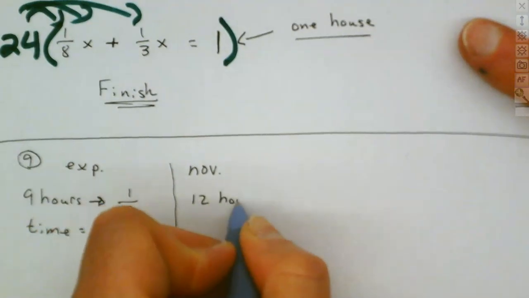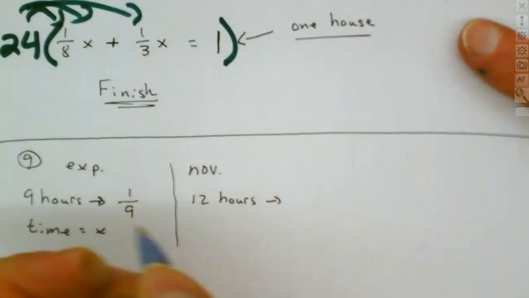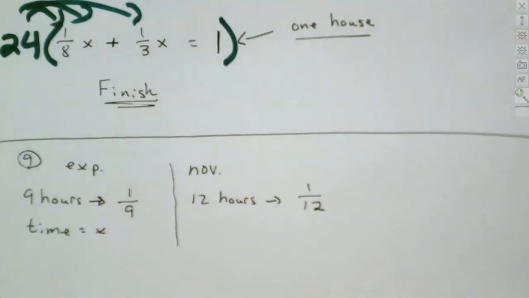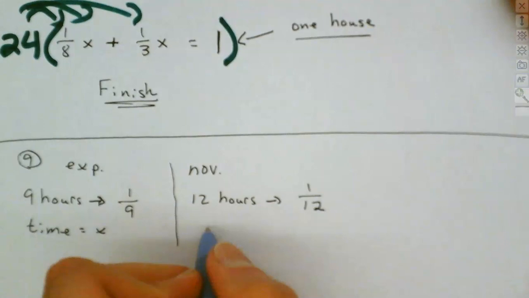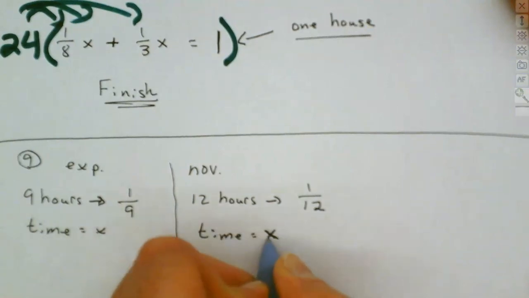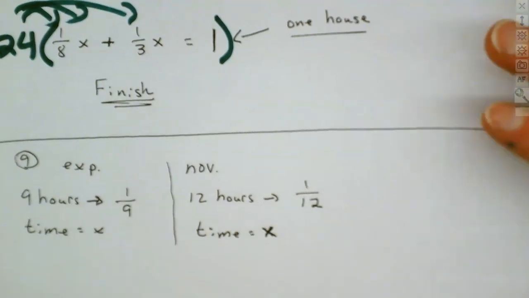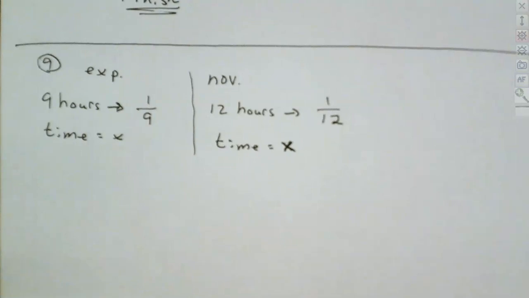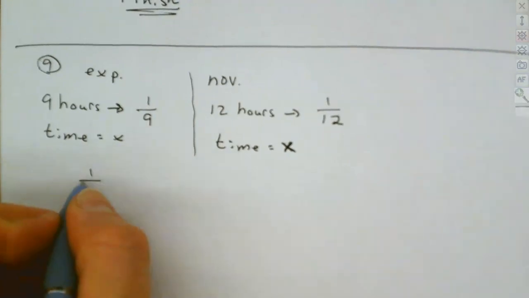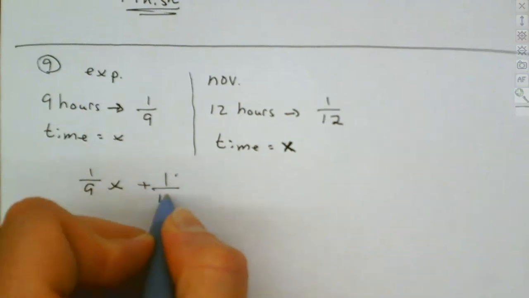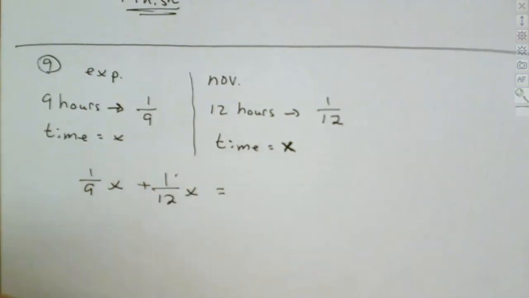So rewriting this one, how much does the novice accountant do in 1 hour? Well, it does 1/12. And what would its time be? Again, we don't know, so that's going to be an x. Right? So these questions are actually pretty easy. Now we put them together. So we have 1/9 x plus 1/12 x equals 1. Always equals 1.